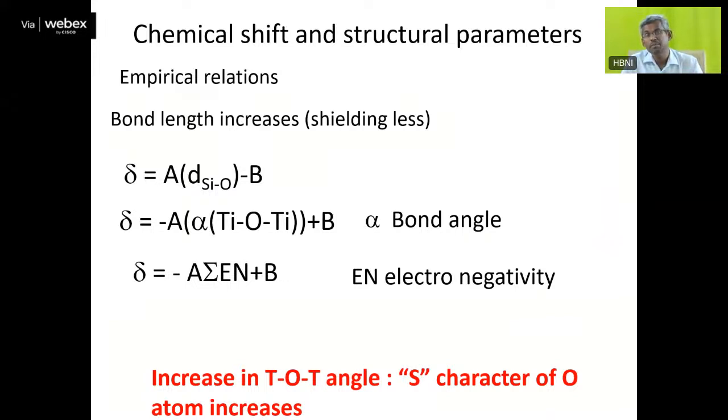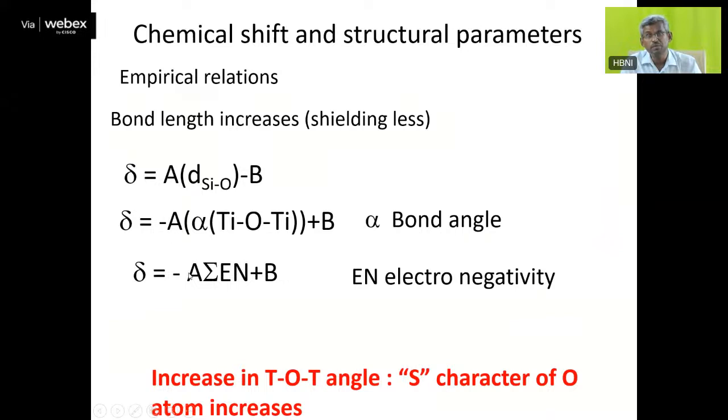There are many empirical relations. If you go to the literature or any standard textbook on chemical shift values or chemical shift anisotropy around silicon, or the chemical shift values corresponding to MAS NMR, you will see at least 2-3 relations. One relation is like this: the chemical shift delta is equal to a constant A times the distance of the Si-O bond minus B. A and B are empirical constants. I am not mentioning them because they depend upon the type of the system.